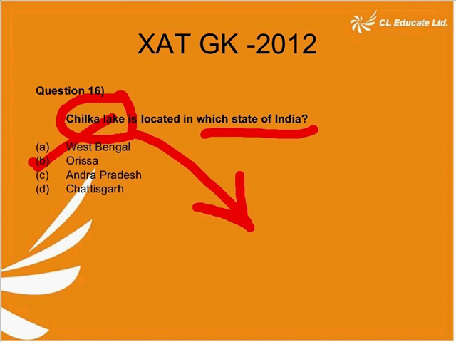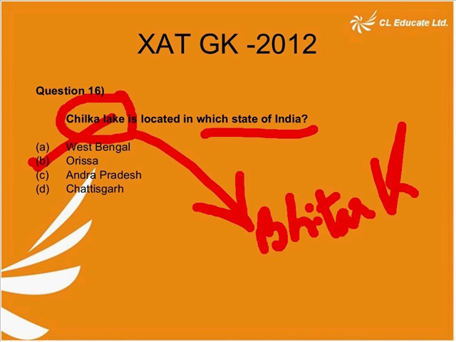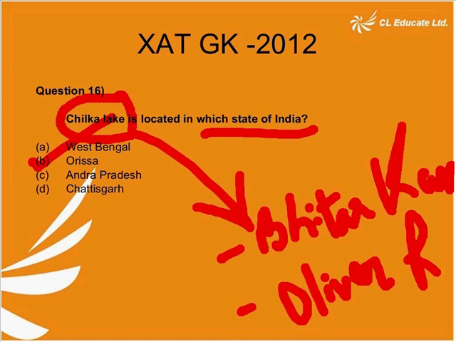Yes, absolutely correct. Some of you have given it correct. Bhitarkanika. The name is Bhitarkanika, and it is famous for one of the turtles, called Olive Ridley turtles. Olive Ridley turtles are very much facing some dangers due to excessive exploitation in the area. Bhitarkanika is close to Chilka Lake, and it is famous for Olive Ridley turtles.